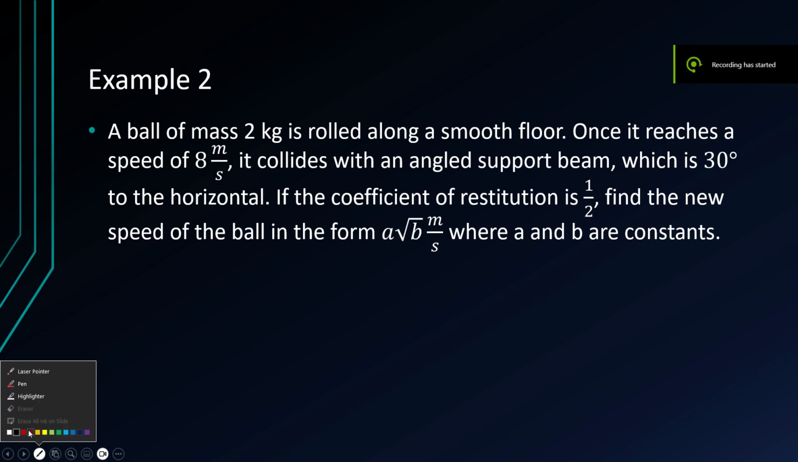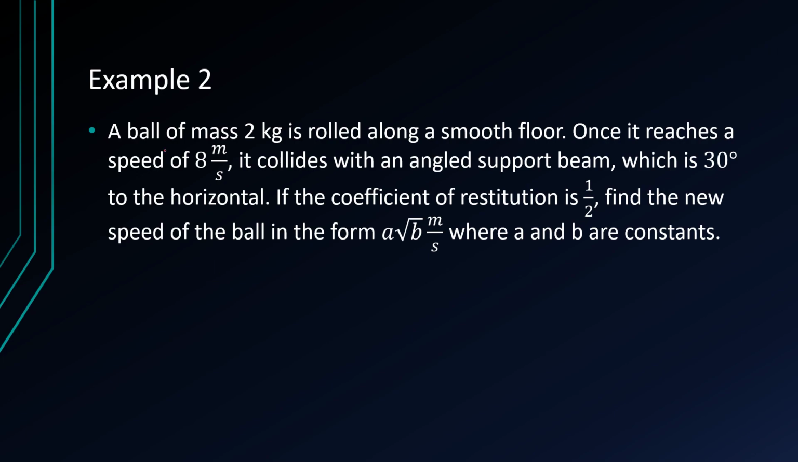So here's a slightly trickier example which involves a bit of two-dimensional motion knowledge. A ball of mass 2 kilograms is rolled along a smooth floor. Once it reaches a speed of 8 meters per second, it collides with an angled support beam which is 30 degrees to the horizontal. If the coefficient of restitution is a half, find the new speed of the ball in the form a root b, where a and b are constants.